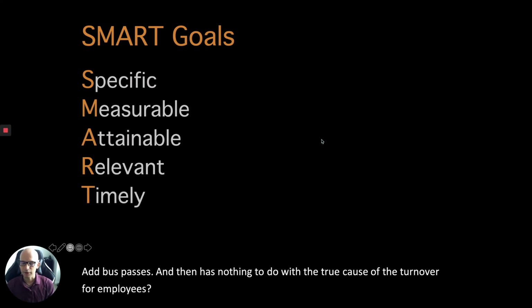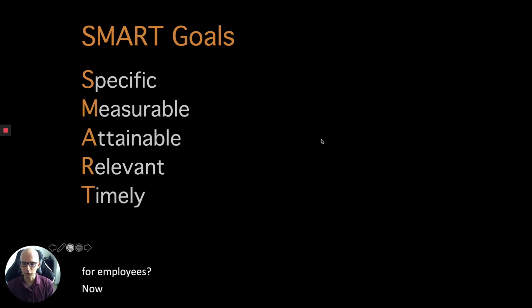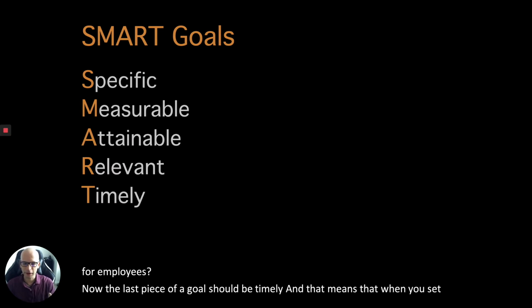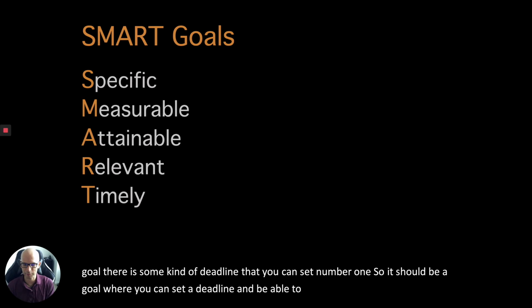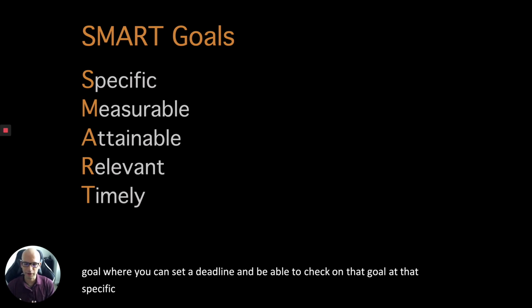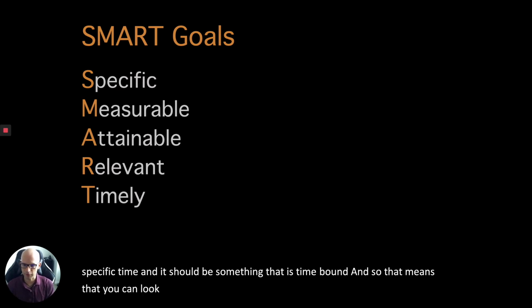Now, the last piece of a goal should be timely. And that means that when you set a goal, there is some kind of deadline that you can set, number one. So it should be a goal where you can set a deadline and be able to check on that goal at that specific time. And it should be something that is time bound. And so that means that you can look at it over a period of time and you can set between now and this period, it's going to be possible.